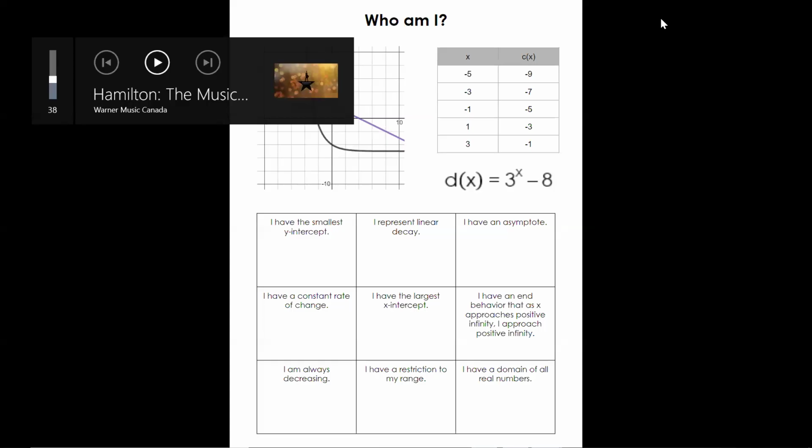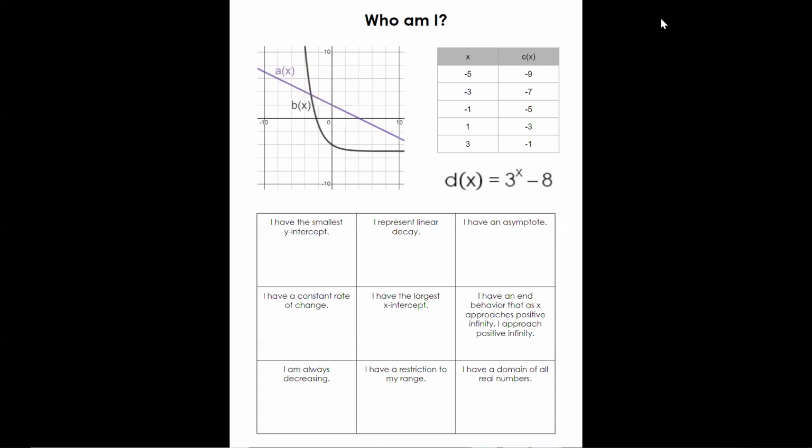You need to be able to compare all these different functions to each other for various key features. So on this first one, it says, I have the smallest y-intercept. From a graph, how do you find the y-intercept? Where it crosses that y-axis, right? So looking at our first 2, where do they cross the y-axis? Well, this one crosses at 0, 1, and this one crosses at 0, -2.